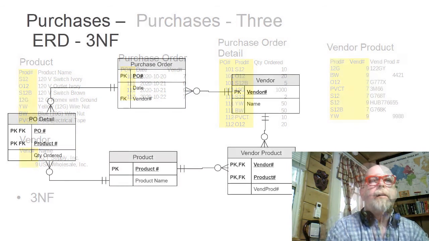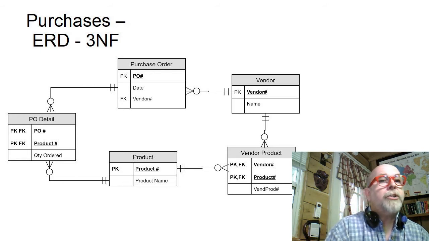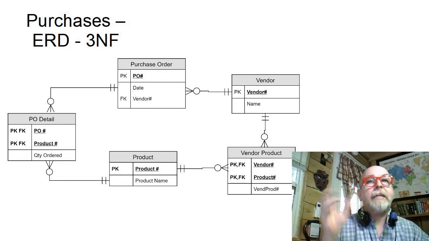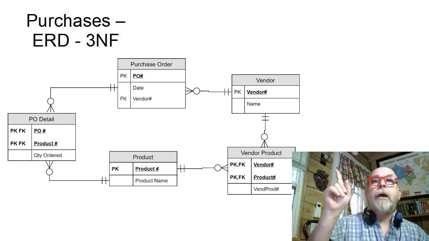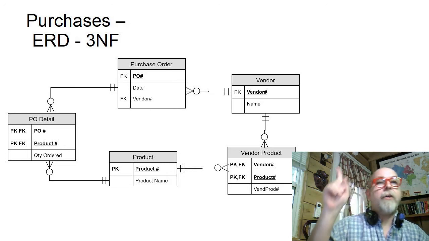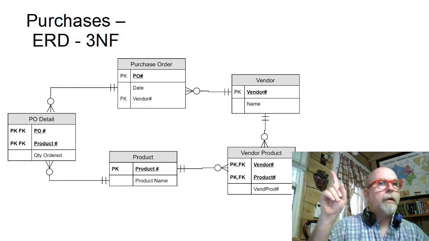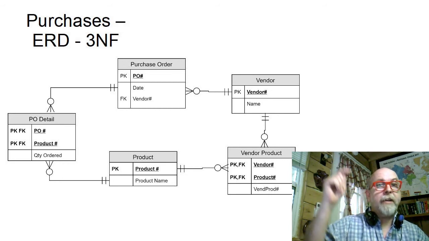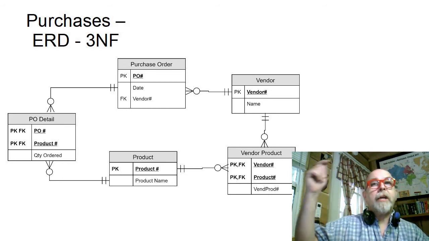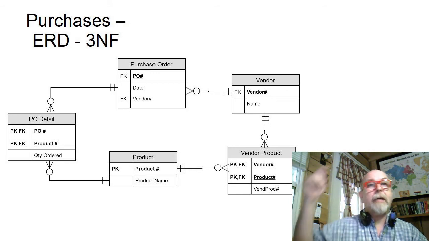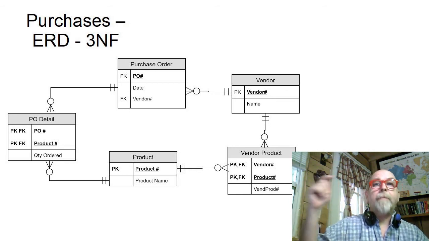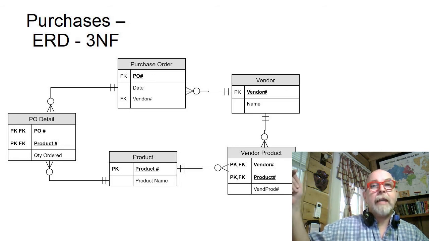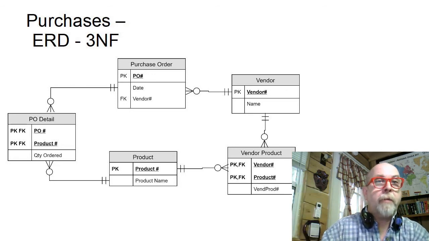Let's look at the ERD. I believe the entity relationship diagram would look something like this. Let's look at a purchase order. A purchase order has one vendor. A vendor has many purchase orders because we may buy lots of things from that vendor. A vendor has many products, but a vendor product belongs to only one vendor. A purchase order can have many detail items, but a detail belongs to only one purchase order. And a product can be on many details, but a detail is for only one product.